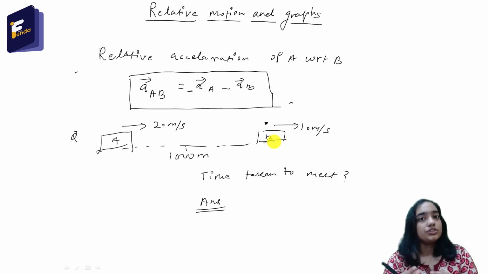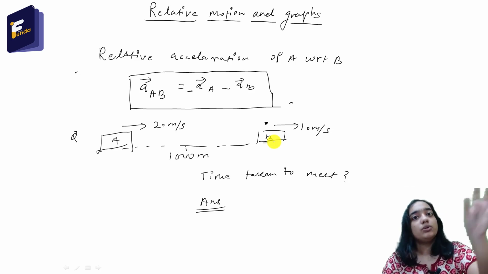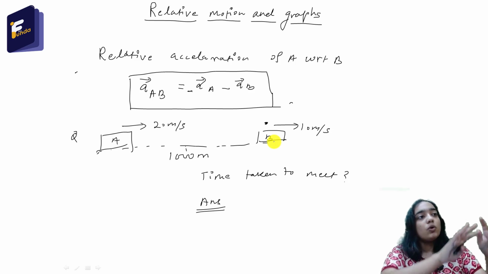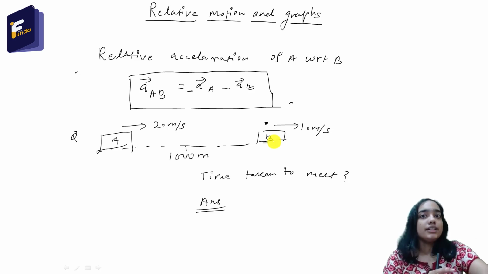When we are solving it in the normal way, that means we are seeing both A and B from the ground. We are seeing from the ground frame. But when we talk about the relative velocity of A with respect to B, that means we are seeing the whole situation from B's point of view. We are seeing it from the reference frame of B. So we are sitting on B, that means for us B is at rest, and we are solving the question.